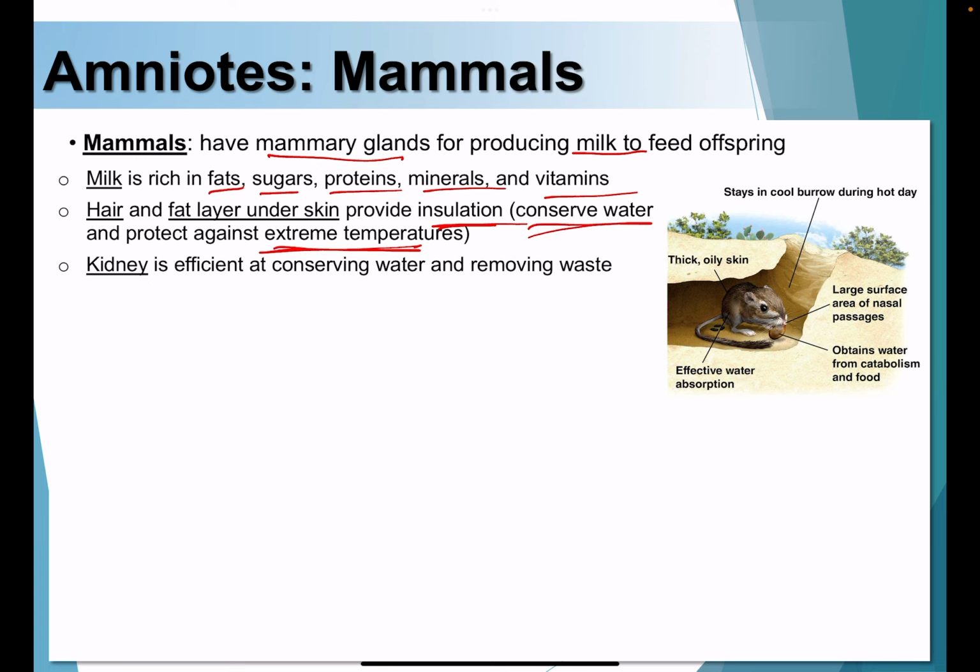All right, another feature mammals have that other animals don't is kidneys, which is why the next unit in this class is focusing on all the organ systems of mammals, because it's very interesting how they use these organ systems to provide homeostasis for the body. So the kidney is very important and efficient in conserving water and also removing waste.